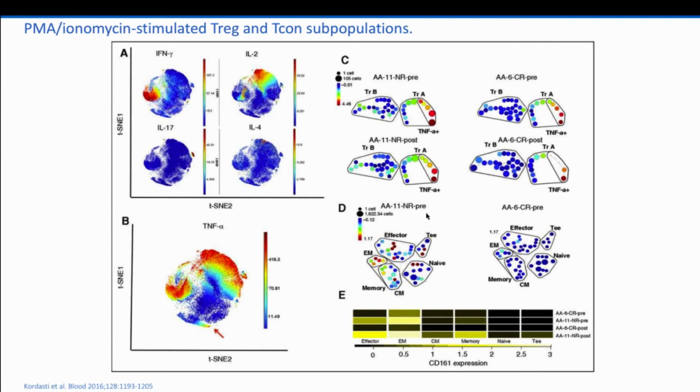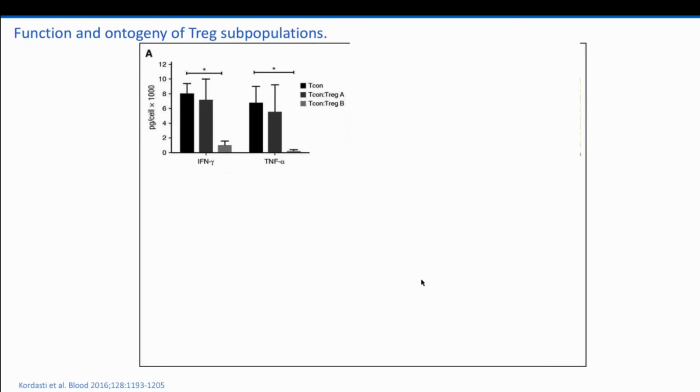And of course, we looked at other subpopulations of CD4s, naive, effector, effector memory, etc. And there was no significant difference frequency-wise, but higher expression of CD161 in non-responder. Functionally, Treg, at least on the cytokine secretion, I appreciate that it's not the proliferation assay because we had very low numbers, we couldn't do that. But in suppressing the interferon gamma and TNF-alpha, Treg-A are not suppressive compared to Treg-B.